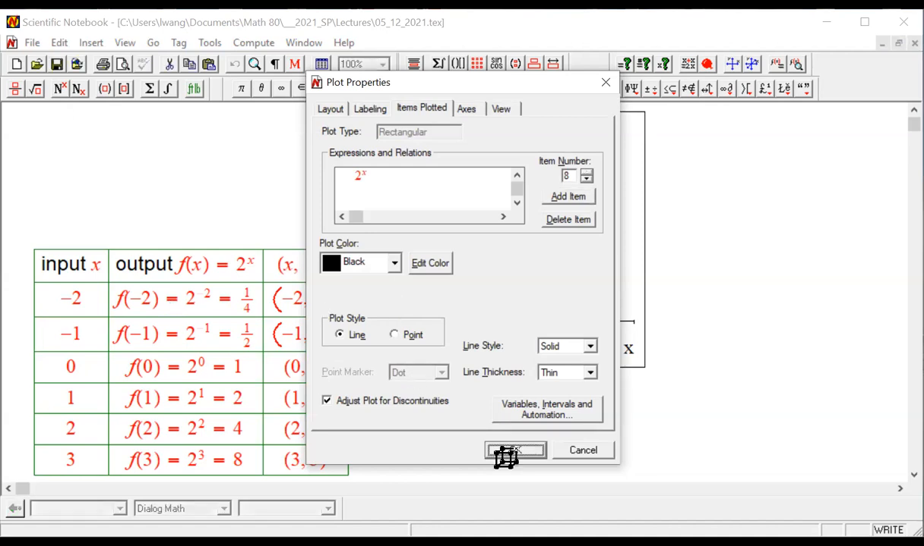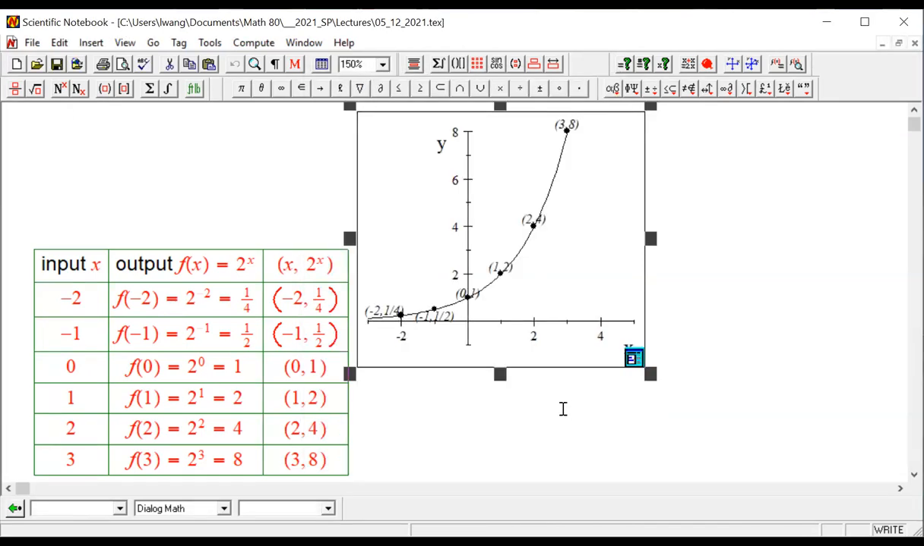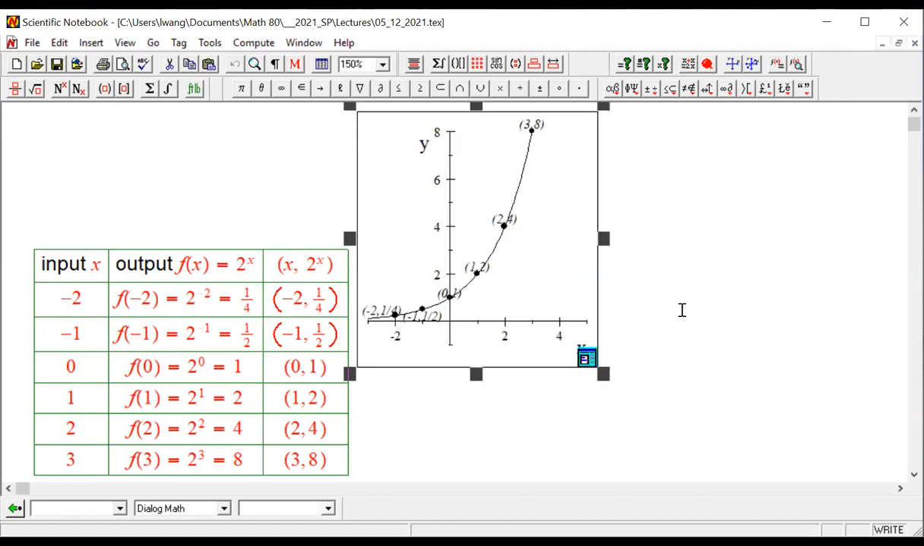Boom. We get 2 to the power of x. That's 2 to the power of x. How do you like that? That's called an exponential function with base 2. Okay, exponential function with base 2.